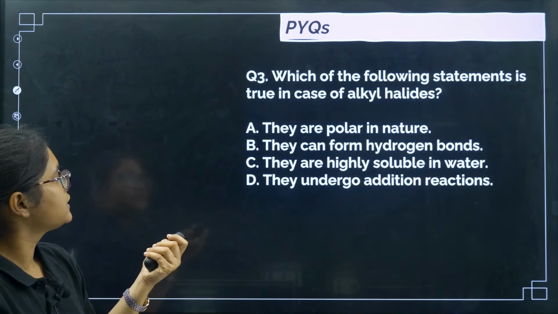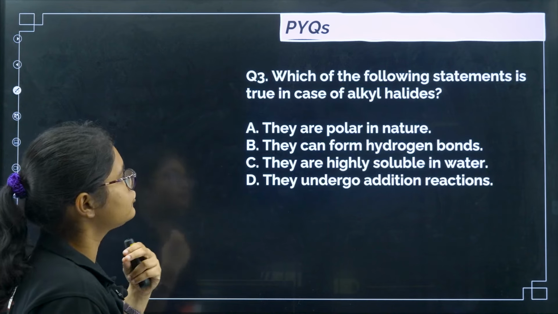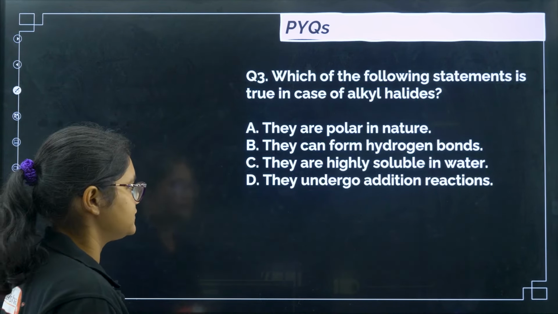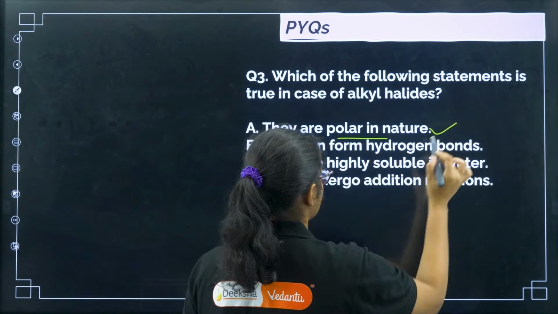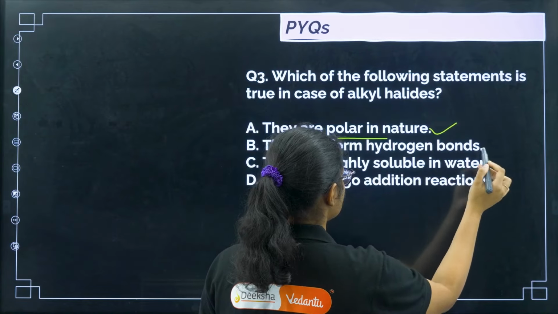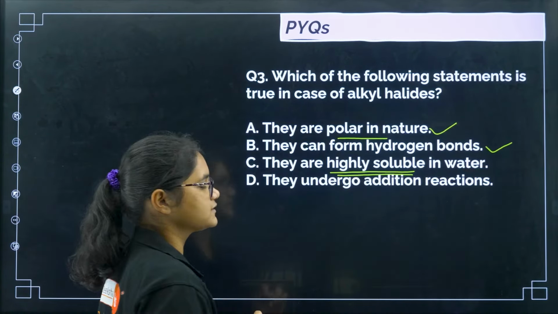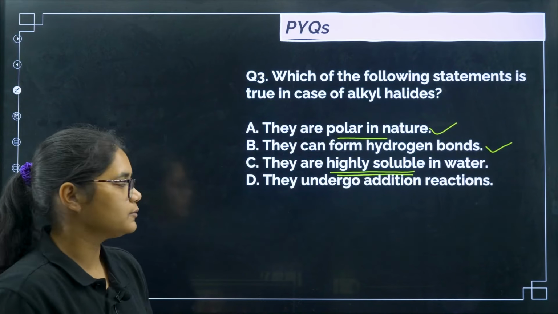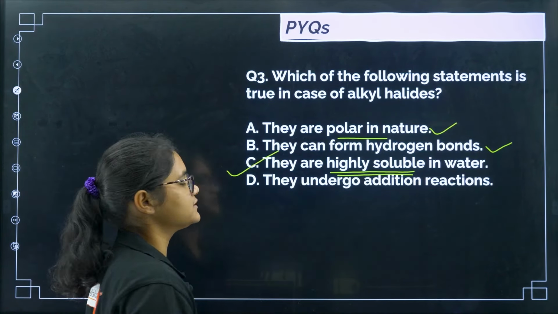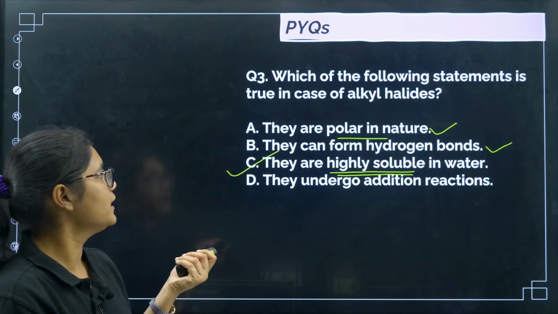Okay, next question, which of the following statements is true in case of alkyl halides? So they are polar in nature, yes, they are correct. They can form hydrogen bonds, somehow they can form. They are highly soluble in water, so we have just discussed that they are very less soluble in water. So the correct answer for this question is option number C, okay.